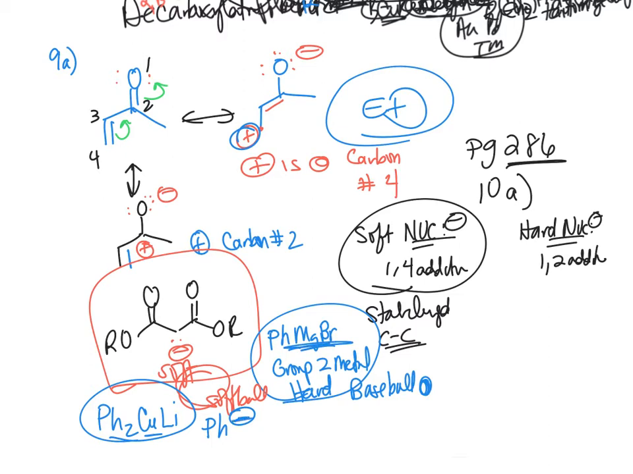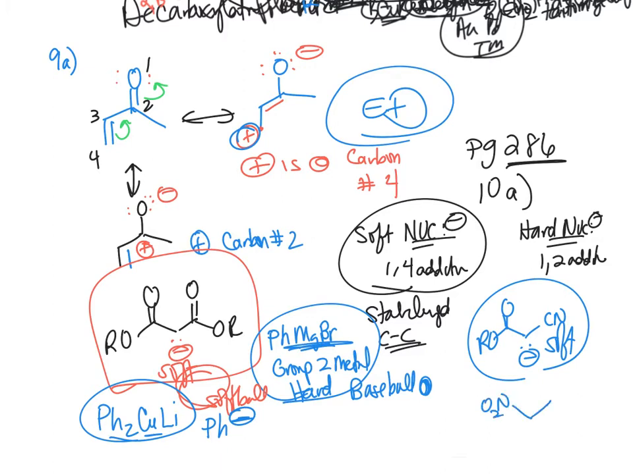Okay. The other one that's going to be soft is this enolate ester. So enolates are going to be soft. And then you've got another, you got to look that it's on the carbon. Okay, so if it's carbon, it's soft. So enolates are soft.